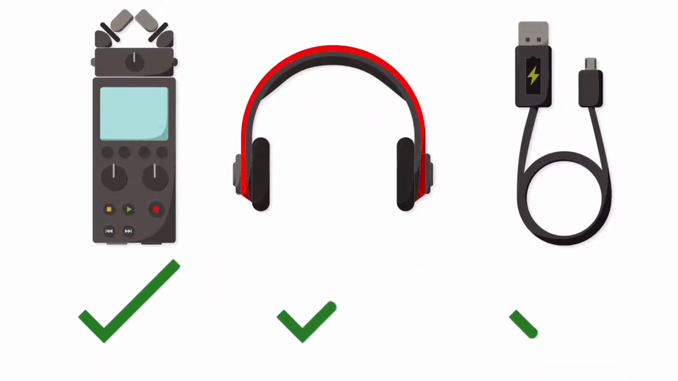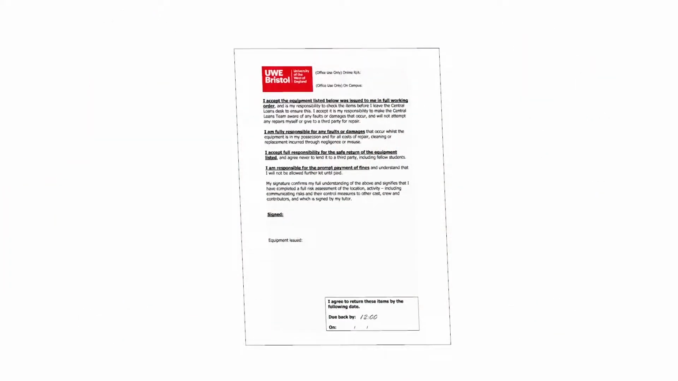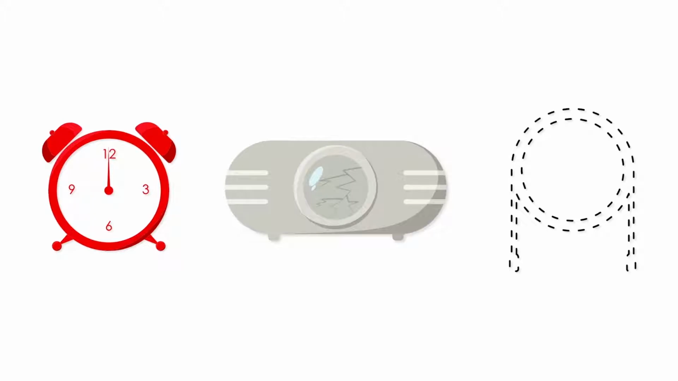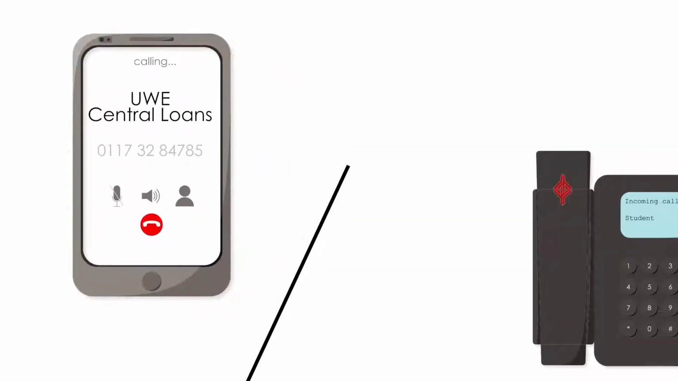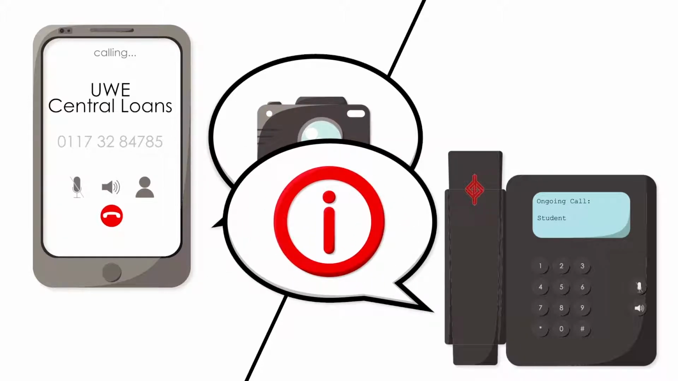When you are happy that everything is in full working order, you will need to sign a statement confirming that you have checked the kit, that it's complete, and that it will be returned on time. If the equipment is returned late, damaged, or incomplete, you may be held responsible. If you discover any issues after you have left the loans area, let us know as soon as possible. We might still be able to help. You can find our contact details on the equipment or on the homepage of Connect 2.